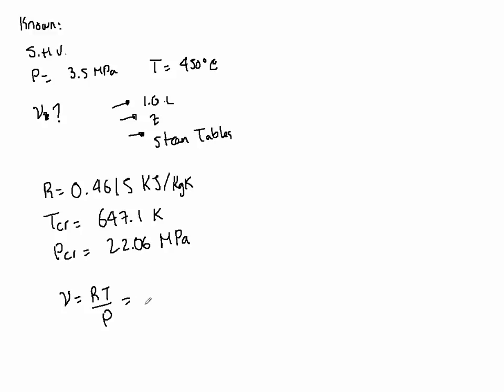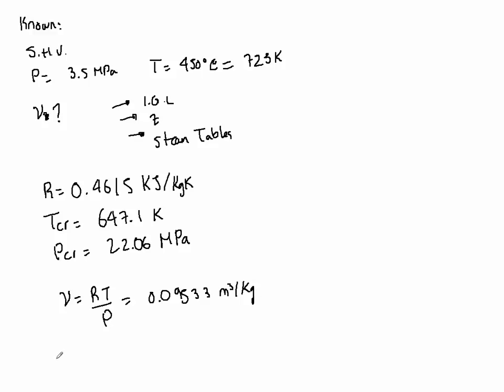We take the values that we have from the problem. Please remember that once again the temperature has to be converted into Kelvin. So this is equal to 723 Kelvin. We substitute it into here, and we find that the specific volume is 0.09533 meter cubed per kilogram.